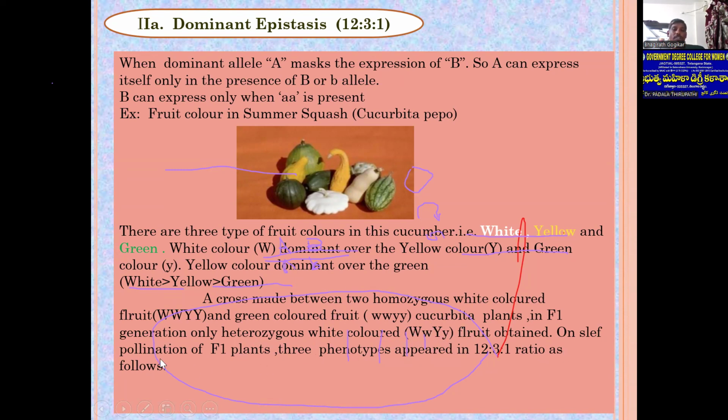So on selfing pollination of F1 plants, we are getting three phenotypes in which ratio? 12:3:1 ratio.